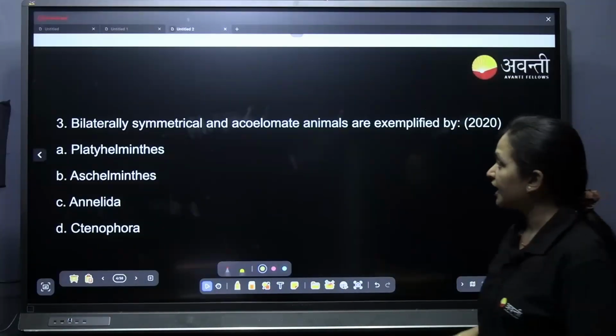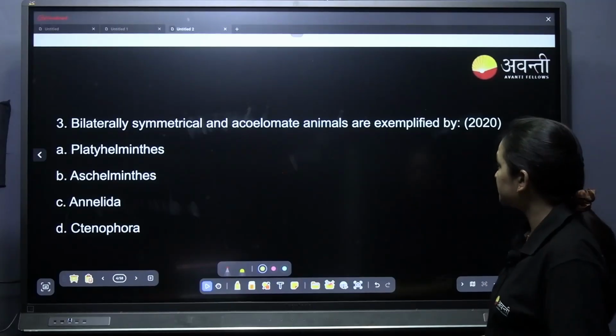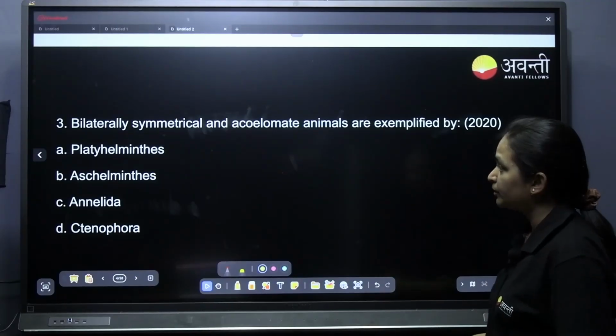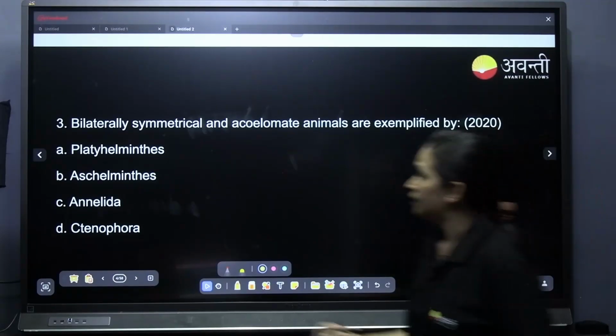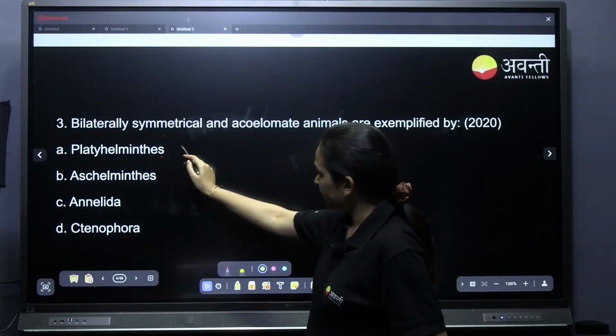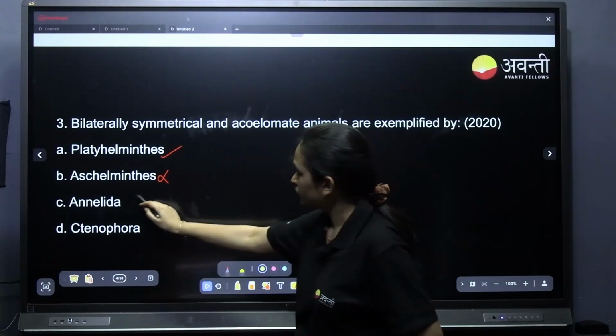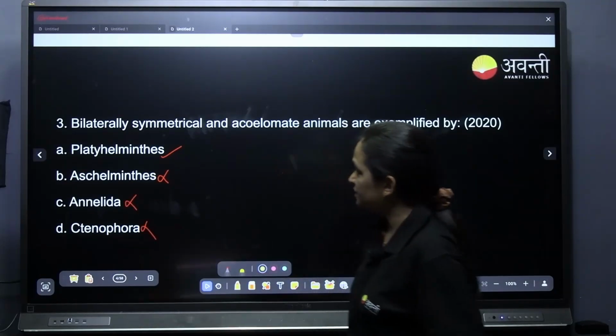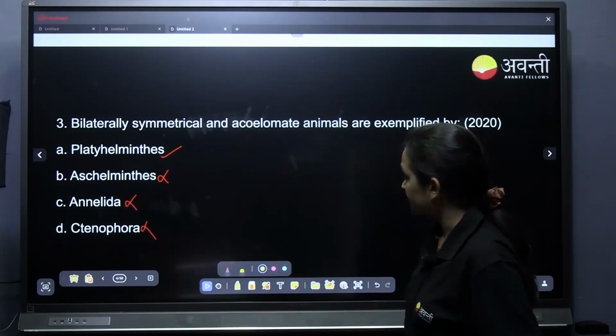Bilateral symmetry and acoelomate animals are examples of bilateral symmetry and acoelomate. They have bilateral symmetry and acoelomate, yes. No, no, no. This becomes platyhelminths as the answer.